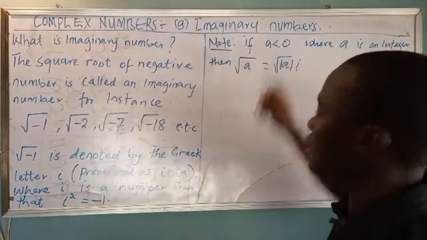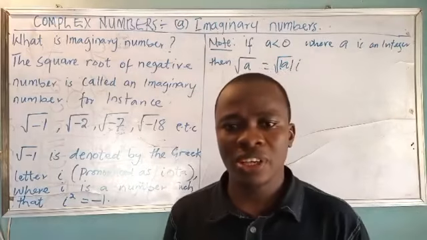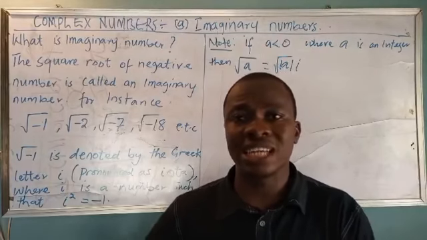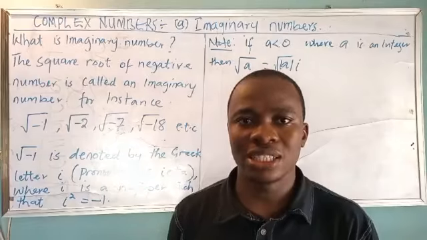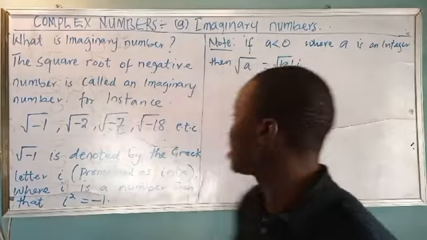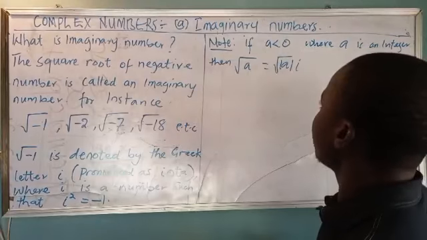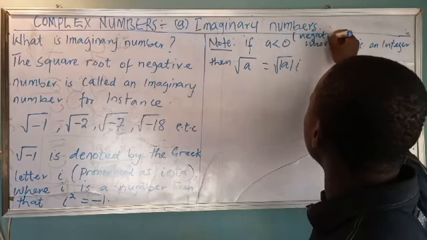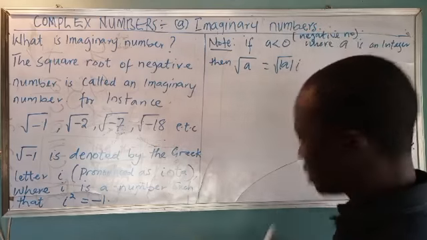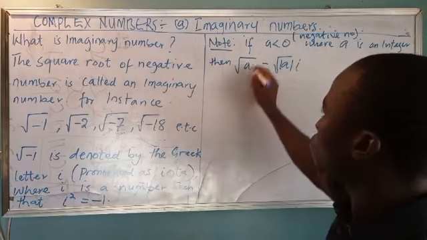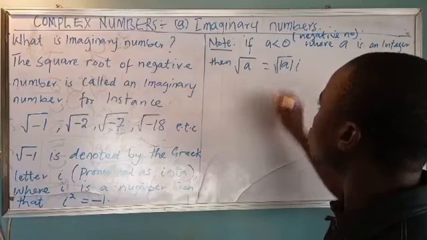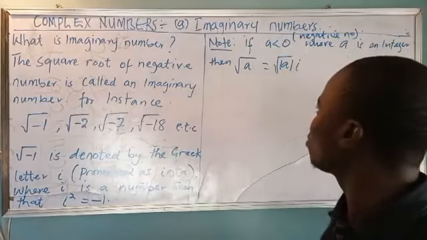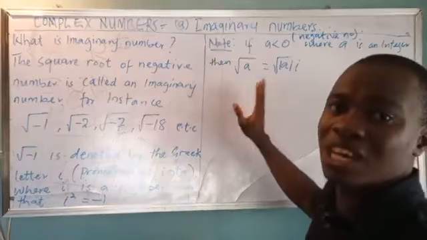But if that a is less than 0, in mathematics, it simply means that the number is negative. If a is less than 0, that is a negative number. Therefore, root of a will be equal to root of the absolute value of a, times i. Are you getting it now? So this is the rule and this is the formula we'll be following.